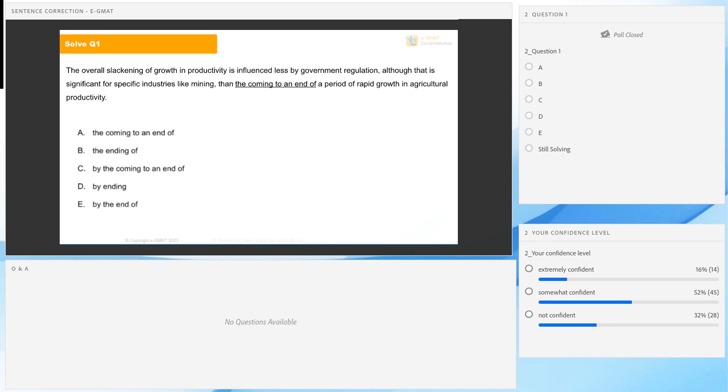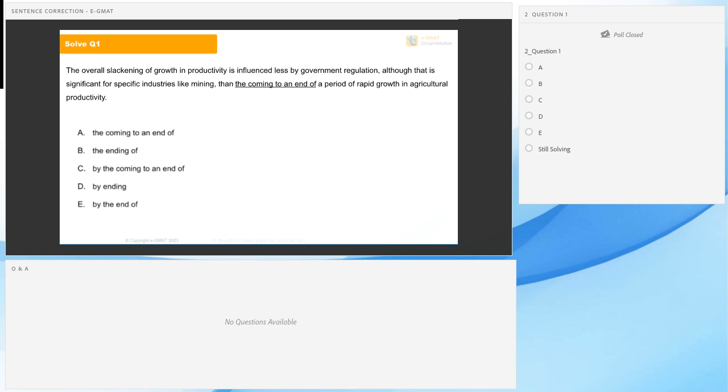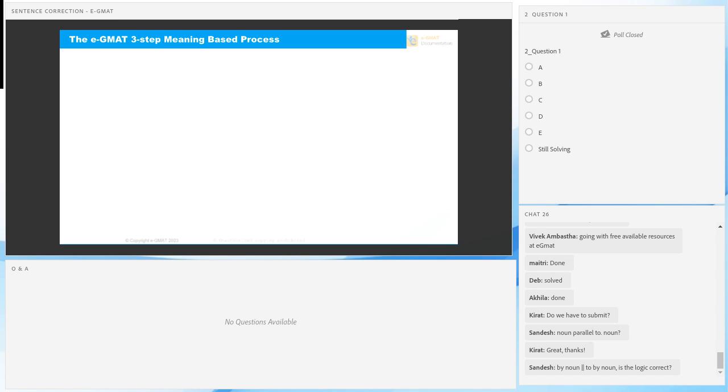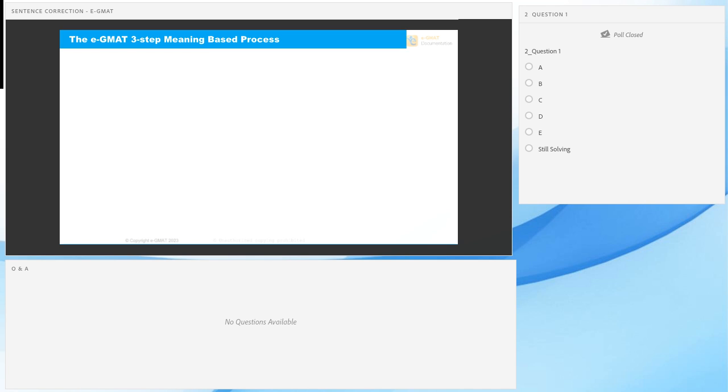Good. Okay. All right. So let's go. Let's solve this question together. The process to solve any SC question is as shown. You first understand the meaning of the sentence. When we say understand the meaning, understand is a very overstated word. I like to call it visualize the meaning.